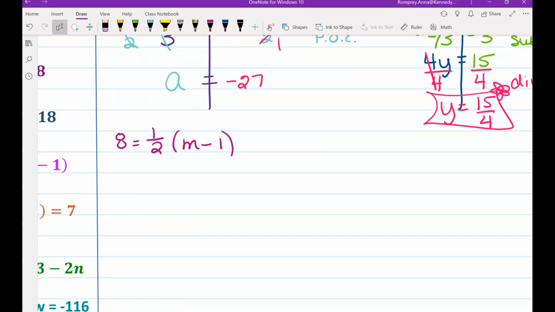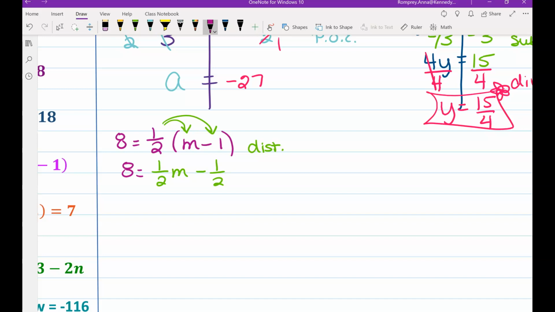Look at your steps. What always comes first? You guessed it. We're going to distribute. So let's distribute this 1/2. So distributive property. So we end up with 1/2 m minus 1/2 equals 8. Okay, no big deal. So now what do we have?